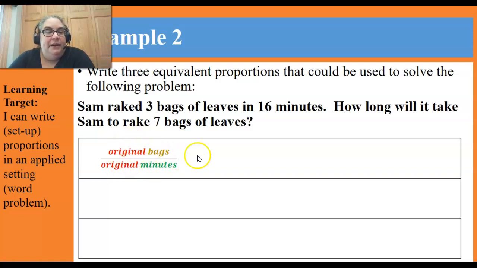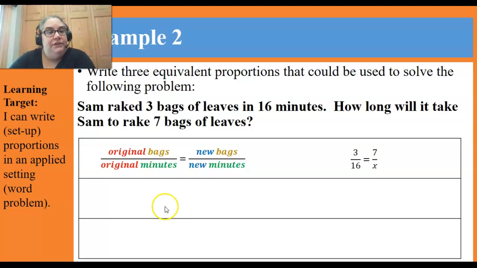So I've already dealt with my original information. I need to find out new information in my second ratio, and I need to keep it bags to minutes. So my second ratio would be new bags to new minutes. And once I get my labels set up, it's just a matter of putting in the information. So the original bags was 3, the original minutes was 16, the new bags was 7, and we don't know how long it's going to take, so that's my variable.